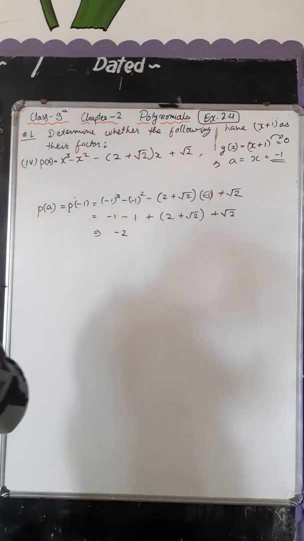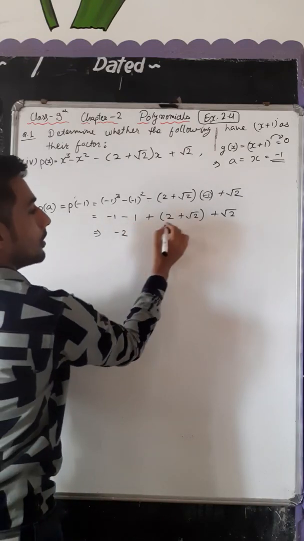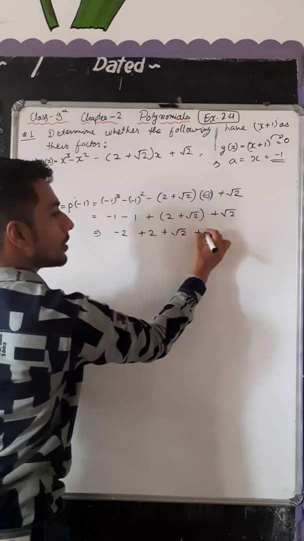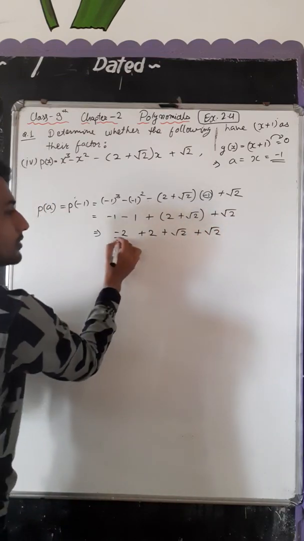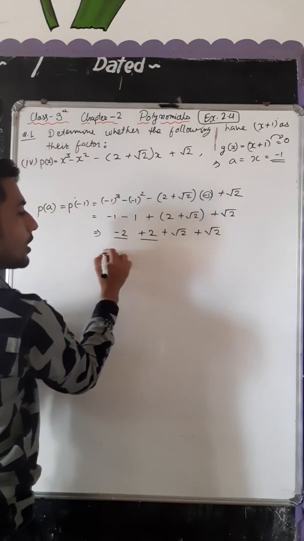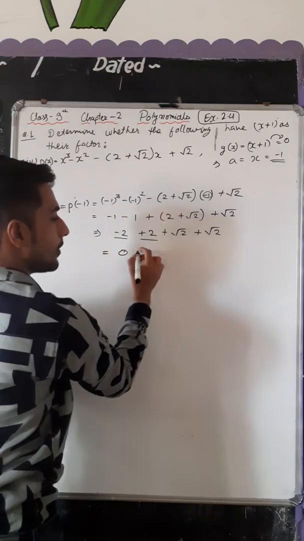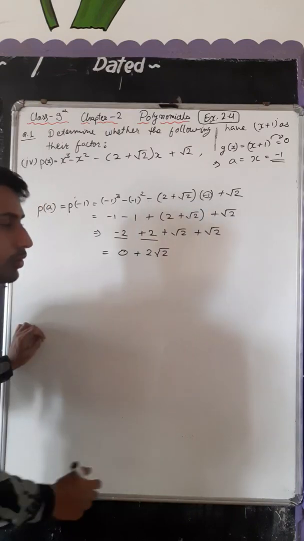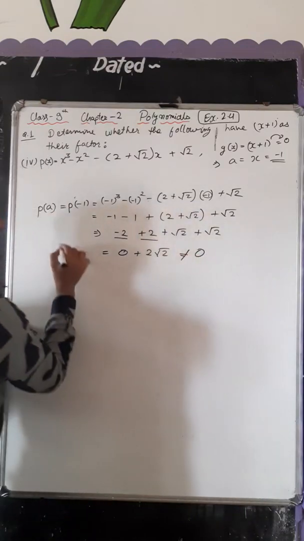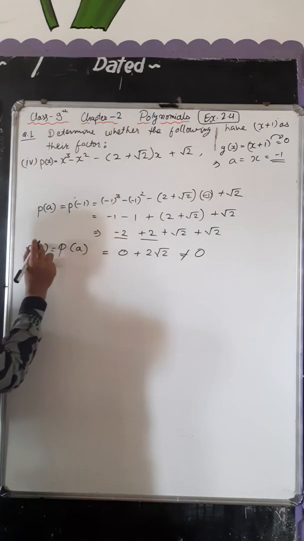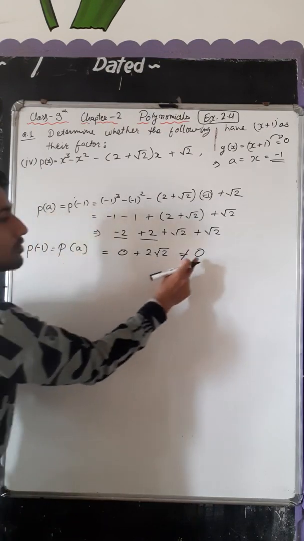Then next, again, this will be plus of 2 plus of root 2, open this bracket, and root 2. This root 2 and this plus and minus 2 will cancel out and become 0. But this will become 2 root 2. 1 and 2, 2 root 2, which is not equals to 0. So PA, P minus 1, which is PA is not equals to 0.